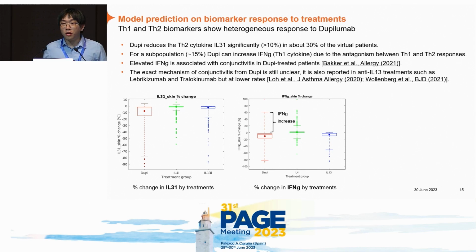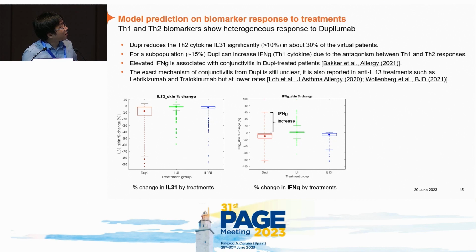So the next thing we look at are biomarker responses to the treatments. So here I focus on just two of the biomarkers. The first one is IL-31, which is a Th2 cytokine. And so as you can see on the left, for certain virtual patients, that is significantly reduced by the dupilumab treatment, but there's quite a lot of heterogeneity. And about 30% of the virtual patients has significant reduction in IL-31 according to the virtual population predictions.